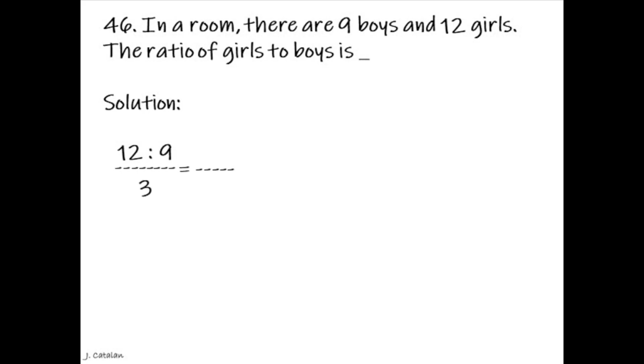12 divided by 3 is equal to 4. 9 divided by 3 is equal to 3. 4 over 3 is the ratio of 12 to 9. In a scale ratio, this can be written as 12 is to 9 is equal to 4 is to 3.